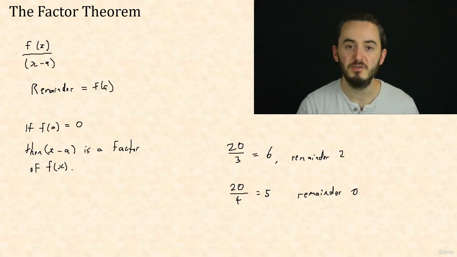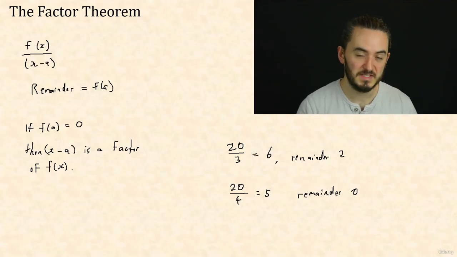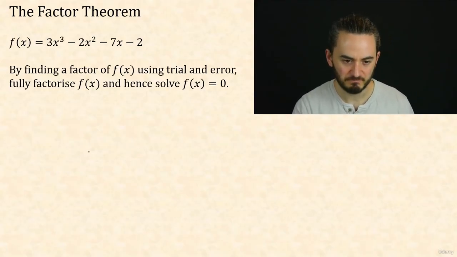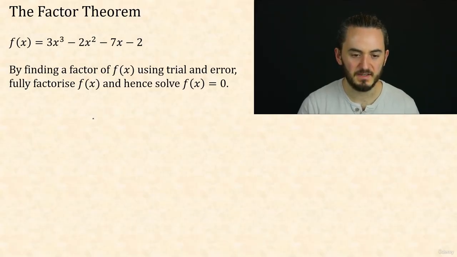So we can use this really neatly, and in particular we can use it to guess factors quite quickly. Let's have a look at that. f of x equals 3x cubed minus 2x squared minus 7x minus 2. By finding a factor of f of x using trial and error, fully factorise f of x and hence solve f of x equals 0.